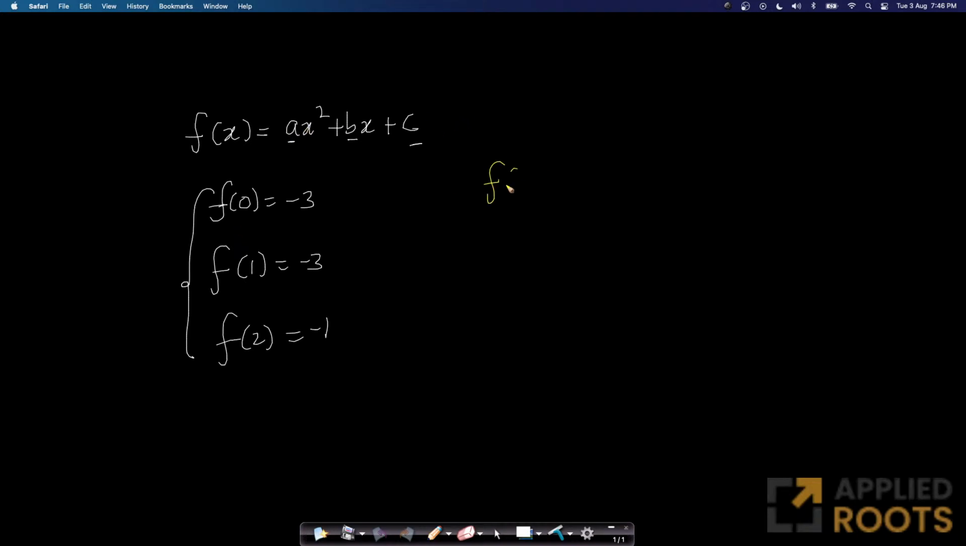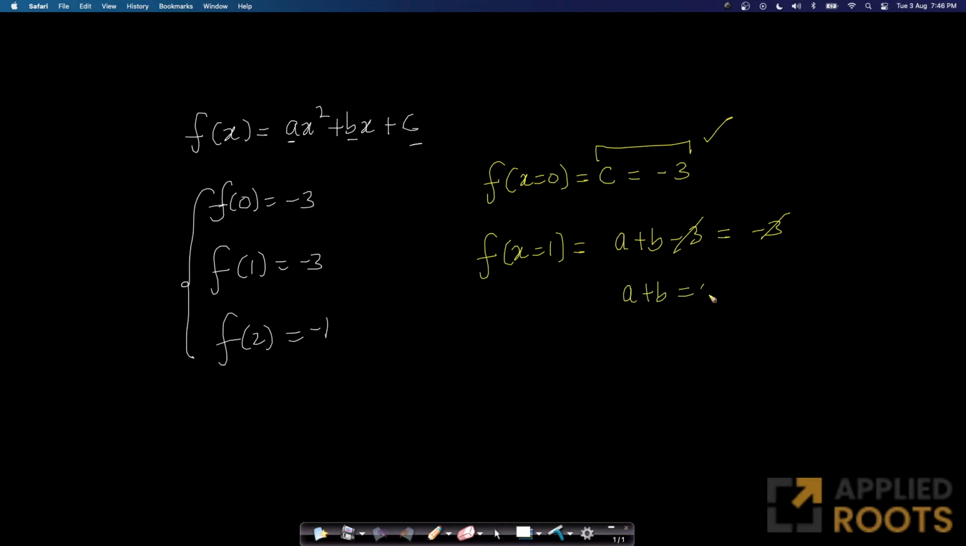So if you plug in x equals 0, what do you get? You get only c, and c is equal to -3. So we got c equals -3. Simple, problem solved. Now if you plug in x equals 1, what happens? You get a plus b plus c, and -3 is equal to -3 itself. So you cancel these two, then you get a plus b equals 0. You still have to find a and b.